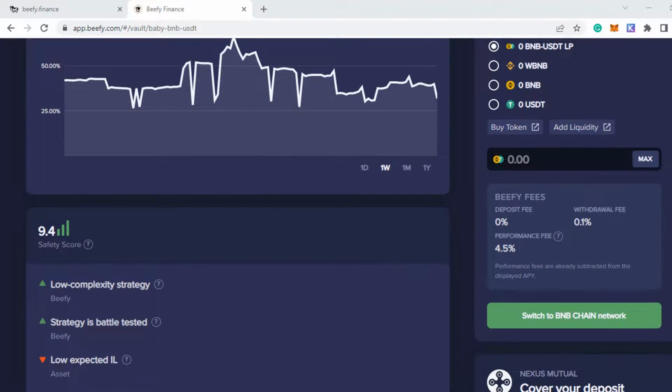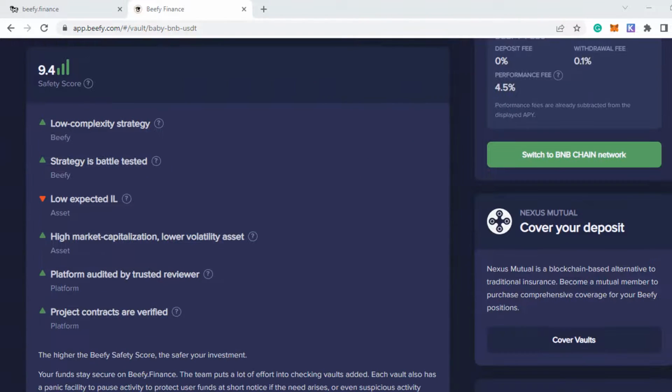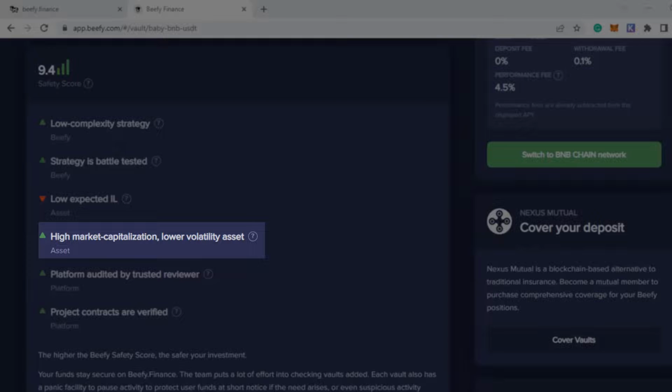What I like about Beefy Finance is that they give you a risk score. In our case it's a 9.4, which is a very good score and you're not taking on that much risk. You see the bullet points on how they got to this score, for example high market cap, lower volatility asset.